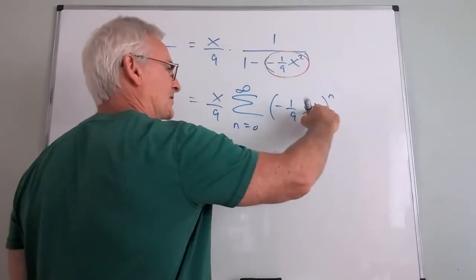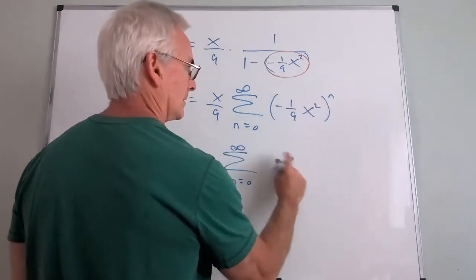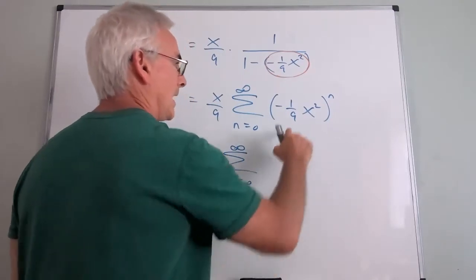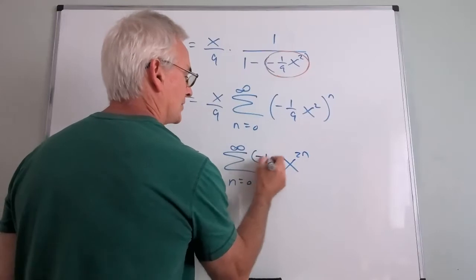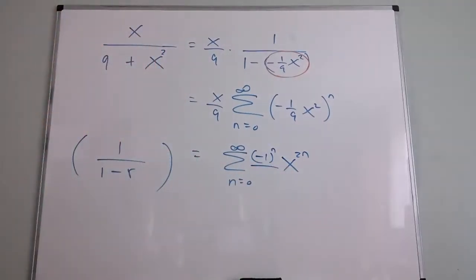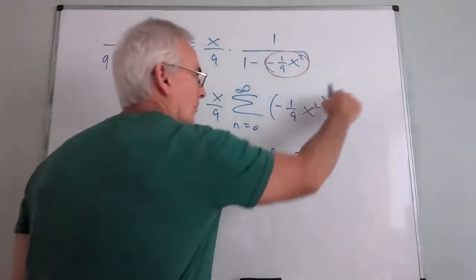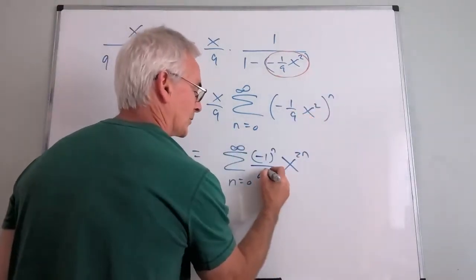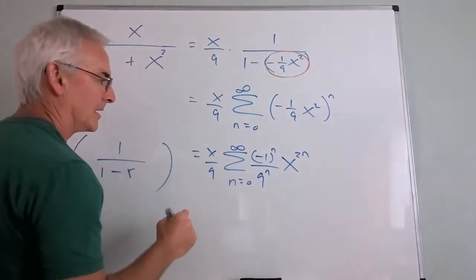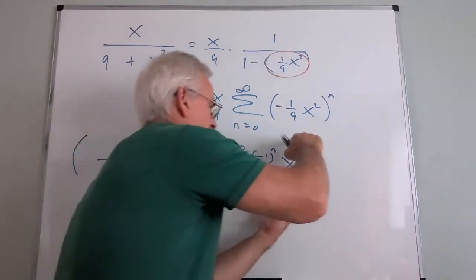Well, it's going to be x to what power? 2n. Okay, let's keep that outside. How about I put the -1 to the n on top and then over what? Over 9 to the n. Okay, you with me so far? And I still have that guy right there. Can I work this in easily into the answer?